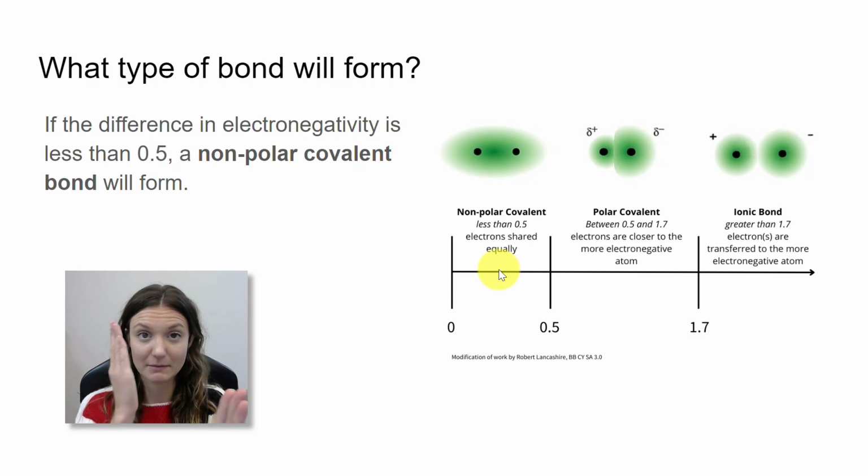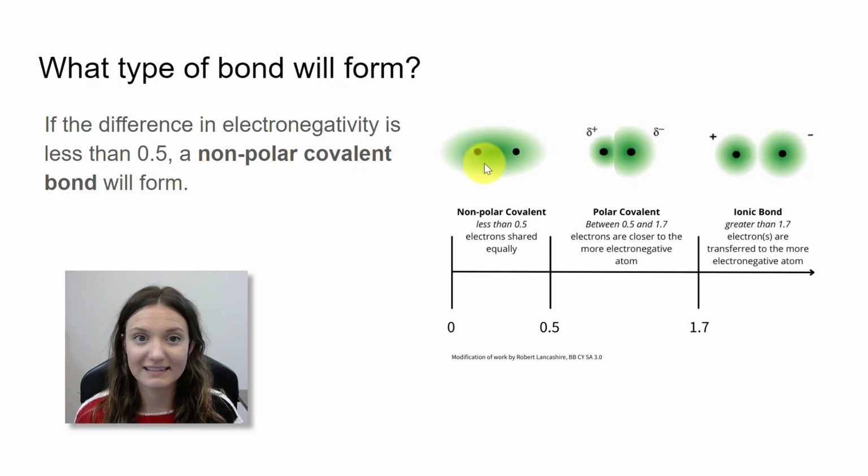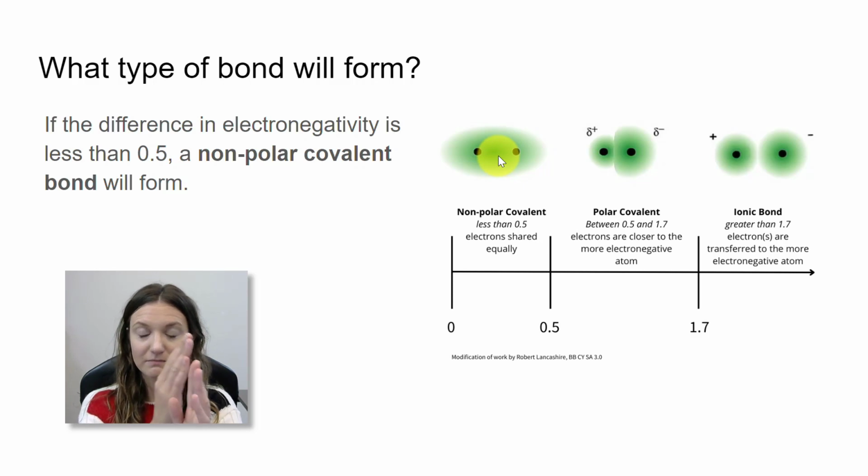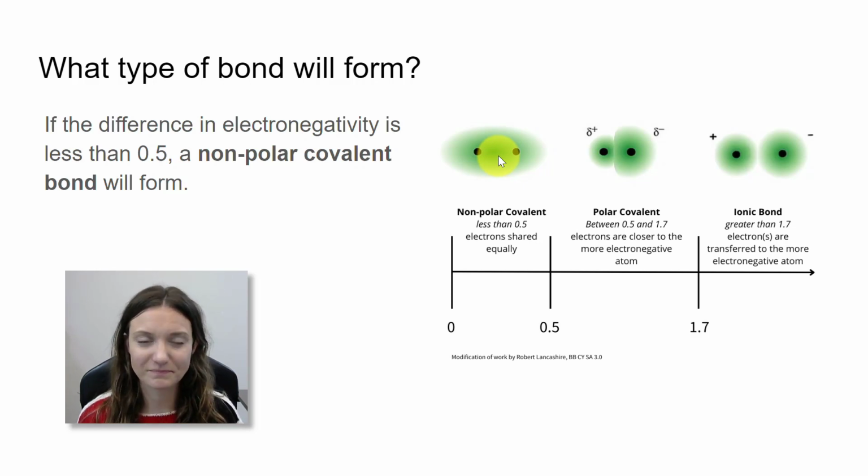Okay, those electrons are going to be basically right between those two atoms. So right here, these two atoms, those little black dots are representing nuclei, they're relatively equal in their electronegativity, so the electrons are going to stay right between those two atoms. They're going to share their electrons equally, which forms what we call a non-polar covalent bond.